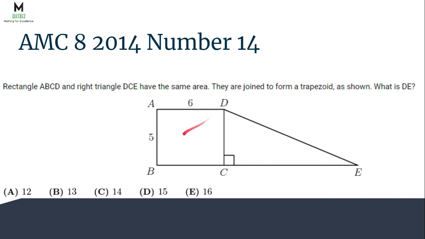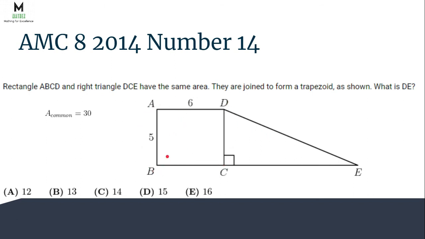Since both of them have the same area, if we just find out the area of the rectangle, we already know the area of the triangle. We see that the base of this rectangle is 6 and the height of this rectangle is 5. And since this rectangle is basically two triangles over a common line, to find its area, we just need to multiply base times height, giving us that the common area is 5 times 6, or 30 in this case. So now that we know that the area of this rectangle is 30, we know that the area of this triangle is also 30.